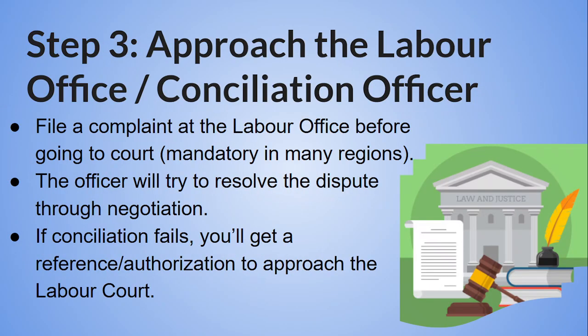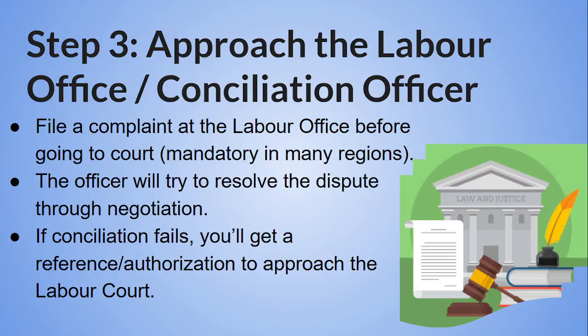Step 3. Approach the labor office/conciliation officer. In many regions, filing directly in labor court is not the first step. You must first visit the labor office and submit your complaint. Here, a conciliation officer will listen to both sides and try to resolve the matter informally. This stage is meant to save time, money, and effort by avoiding a full court trial.